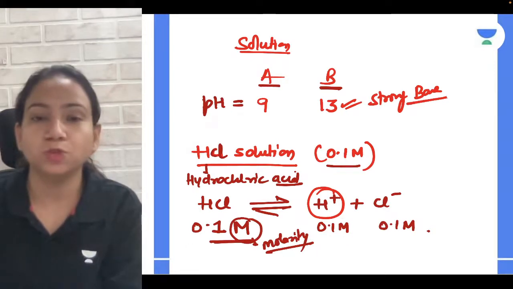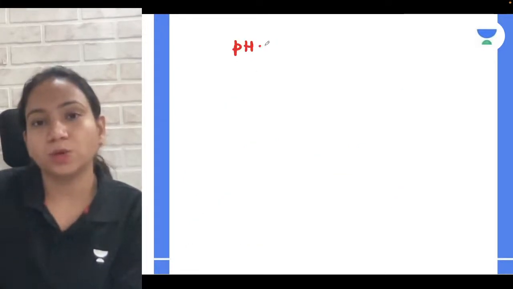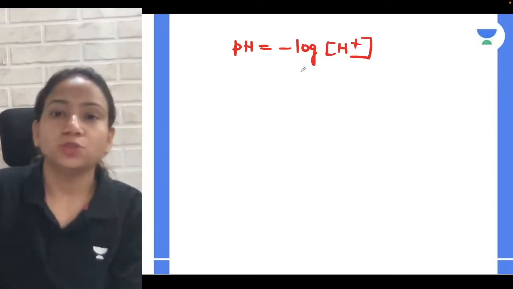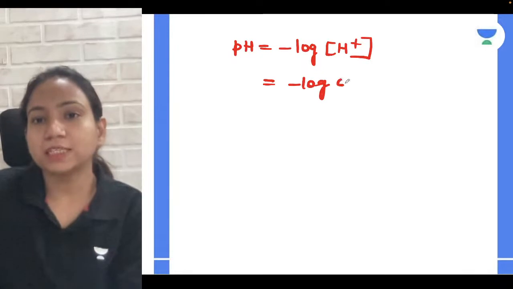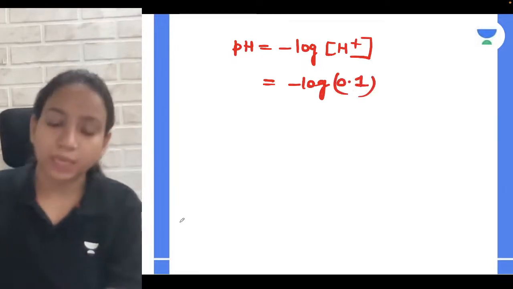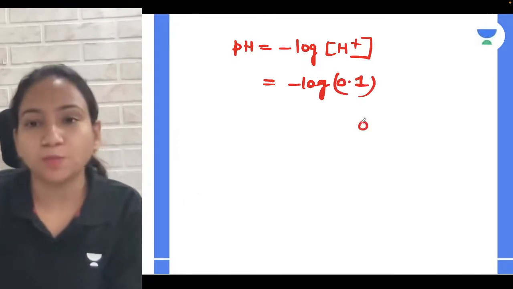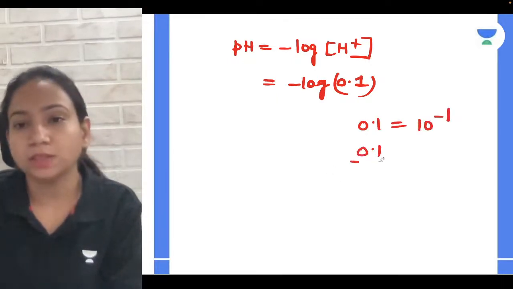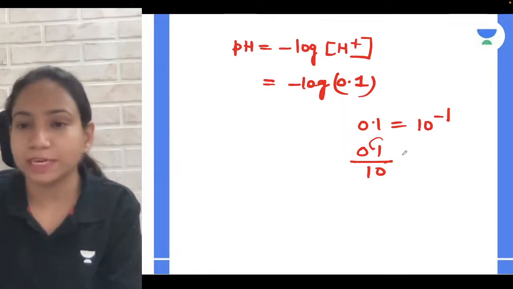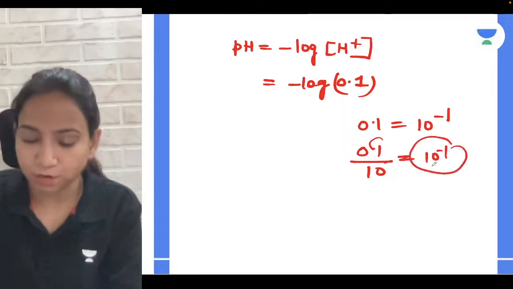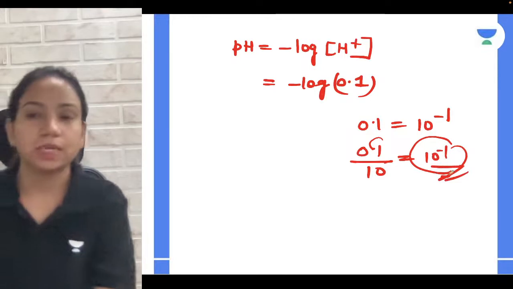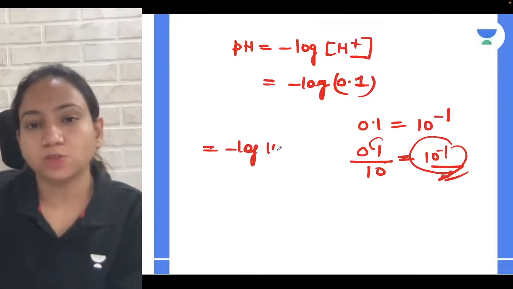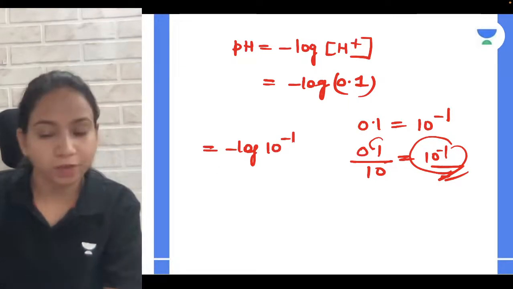So what you will do is calculate pH equals minus log of H plus ion concentration. There is a formula. You know the H plus ion concentration is given as 0.1. Everyone tell me, can you write 0.1 as 10 to the power minus 1? Yes, because 0.1 is 1 by 10, which you write as 10 to the power minus 1. Very good. So putting minus log of 10 to the power minus 1. Everyone knows what log is.